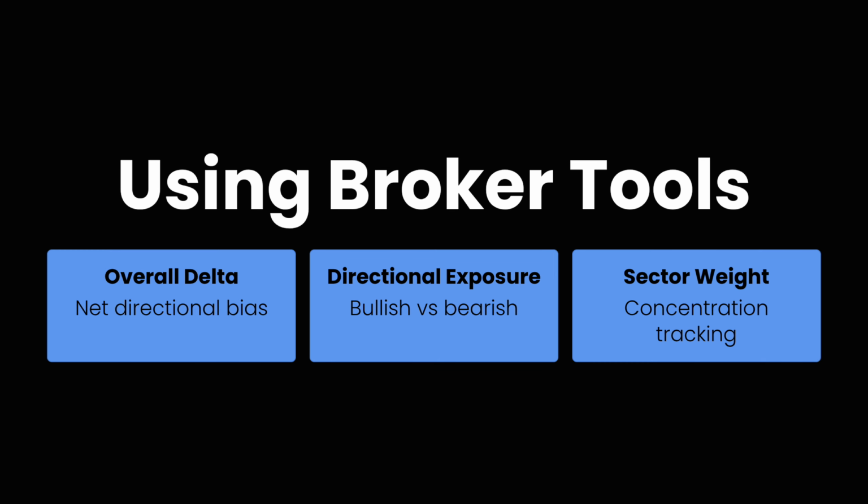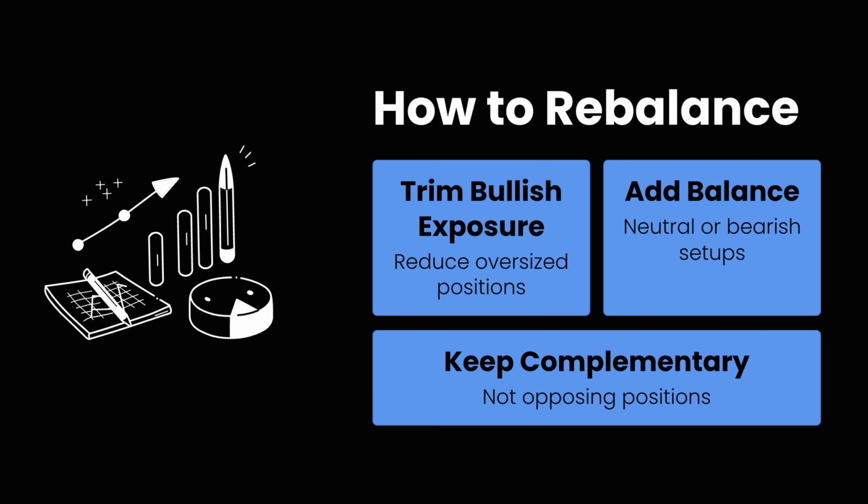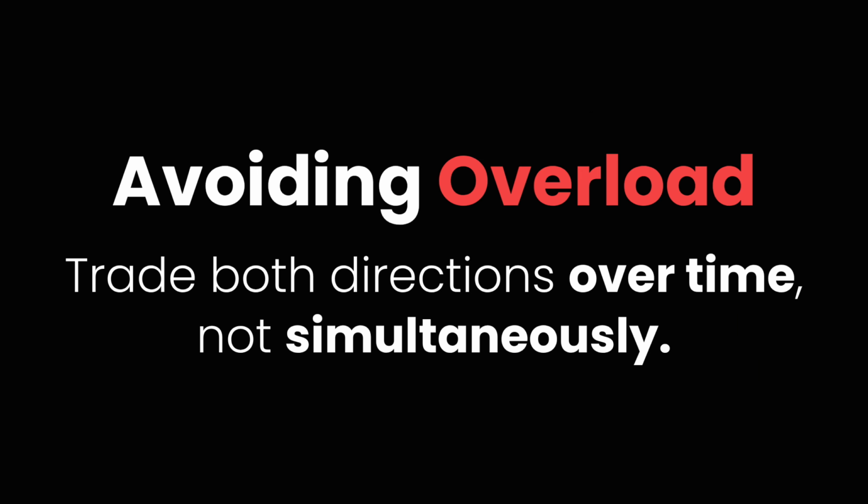Your broker's tools help with this. Most platforms show your overall delta and how much of your exposure is tied to a single direction. If you see that you're 70% bullish and concentrated in just a few trades, that's a red flag. You can fix it by trimming some bullish exposure and replacing it with a neutral or bearish setup, even on the same ticker, as long as you're not opening opposite positions at the same time. Options let you play both directions but never simultaneously. The key is to avoid being overloaded in one direction.